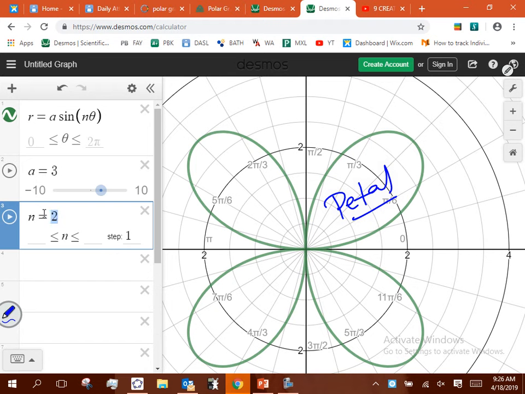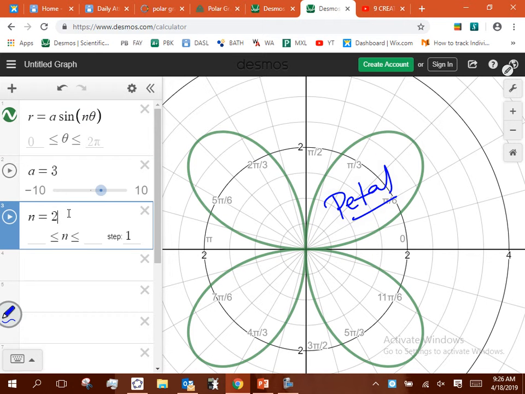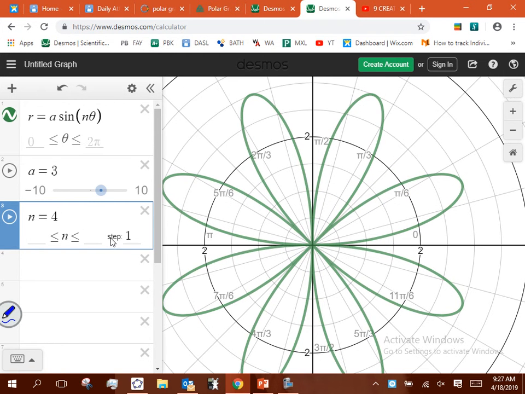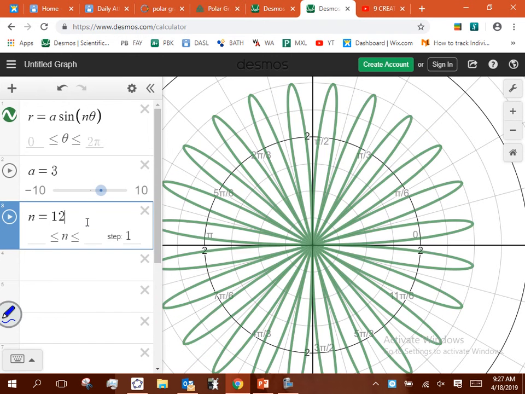When this number here is even, when the coefficient for your theta is even, you end up with twice as many petals as that number. So there I've got, if we go through and count these, 8 petals. If I go 6, there I have 12 petals, right? 12, there'd be 24 petals.